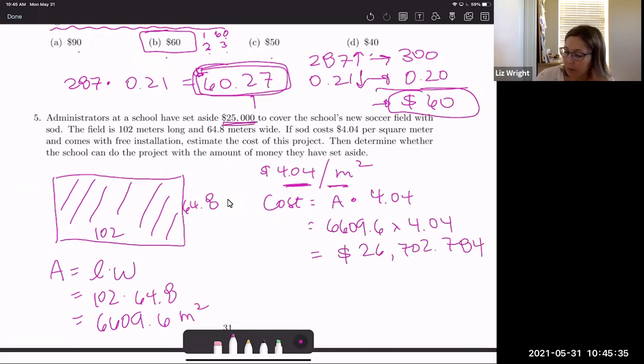So what that tells me right now is, guess what? We have almost enough money, but not quite. So we should tell the school to hold off. We should not do this yet. But let's figure out a decent way to estimate for this.